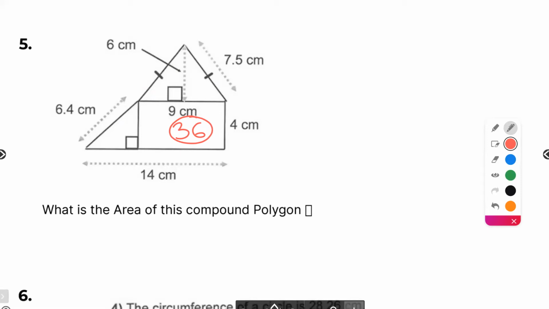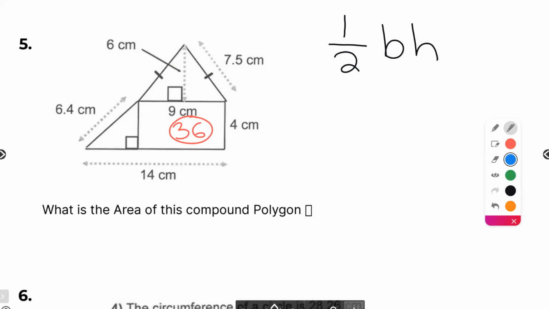Now the other two shapes that you have are triangles. So when I consult my formula sheet for triangles, the formula to calculate the area of a triangle is 1/2 times the triangle's base times the triangle's height. 1/2 times the base times the height.